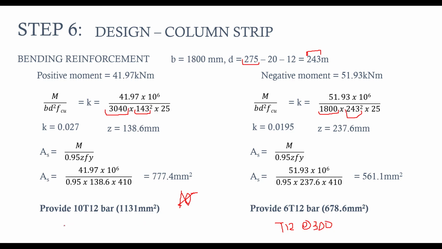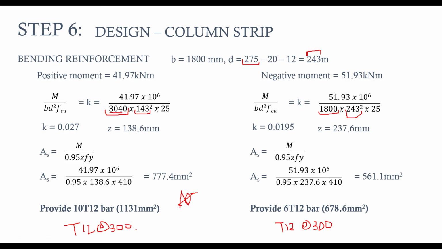And then this one is also equivalent to 12 mm diameter bar at a spacing of 300, because if you divide 10 by this B, 3040, you are going to have approximately 300. So that means along the column strip and the middle strip, you can use a reinforcement of 12 mm bar at a spacing of 300 for both column strip and middle strip based on this design.